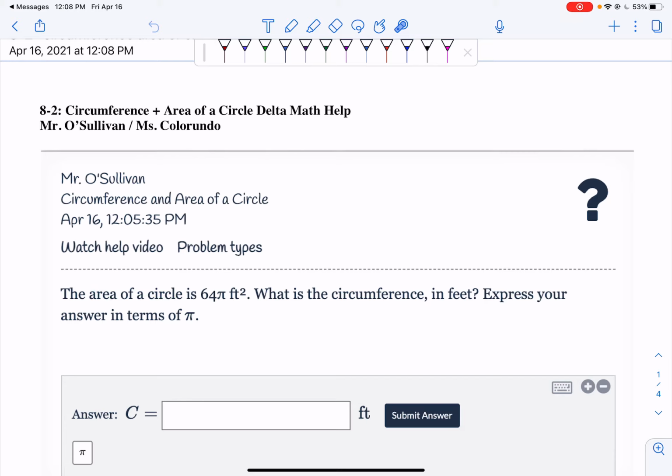So I'm going to go through each of the skills that you're going to be assigned on your Delta Math, one of each question. That way, if you're like, you know what, I need to really see someone else other than Delta Math, then you can look at this.